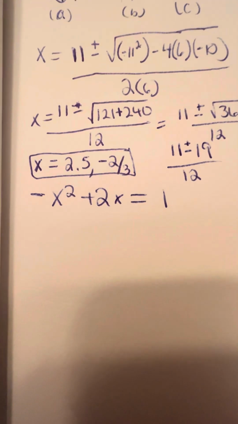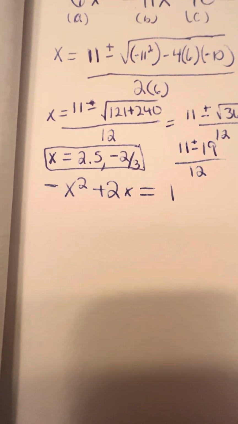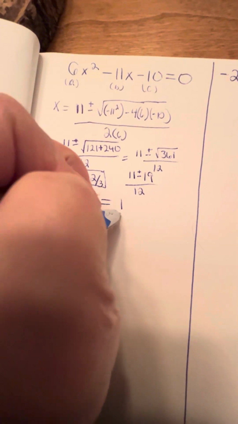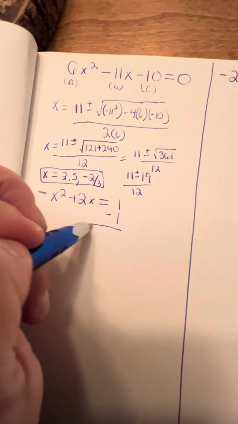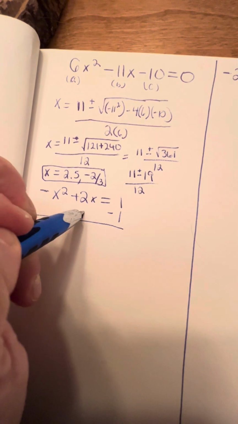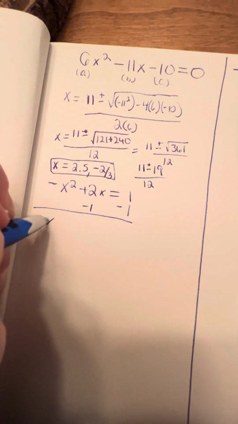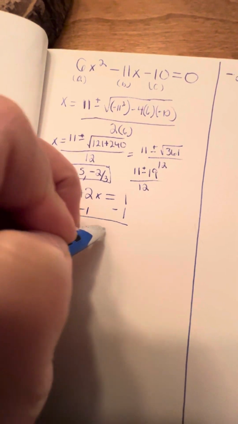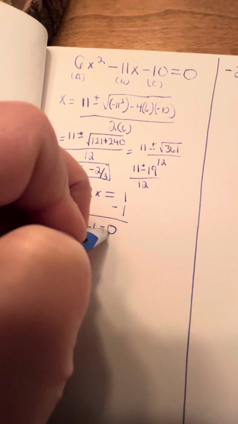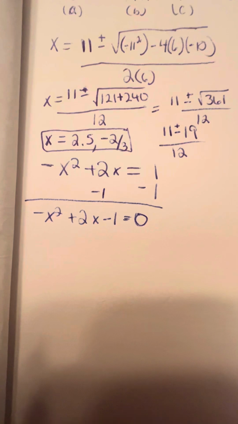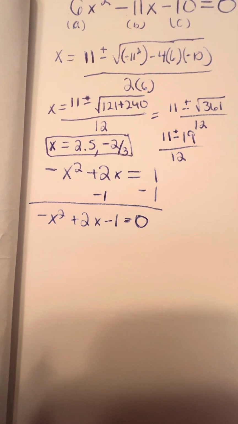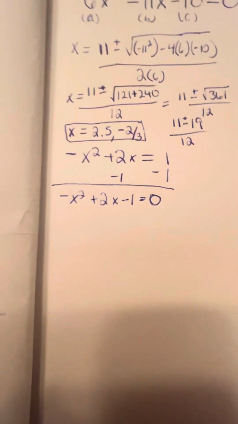So we're going to take a look at this and reorganize it so that we set it equal to 0. The first thing we have to do is move that 1 over to the left-hand side, so I'm going to subtract it on both sides. You're going to get negative x squared plus 2x minus the 1, set equal to 0. Now that we have it set up, we can properly plug in our a, b, and c values into the equation and get working.